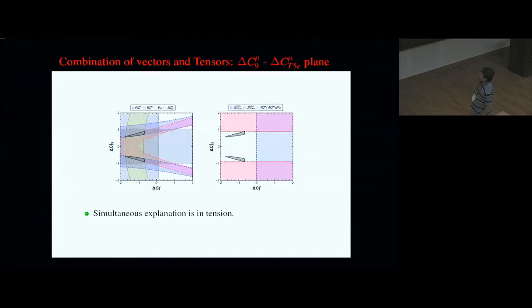Here, instead of electron, we are considering muon. The color coding convention is similar to the earlier one. You can see that in the right panel, the allowed black region is in tension with experimental data, so a simultaneous explanation is in tension.